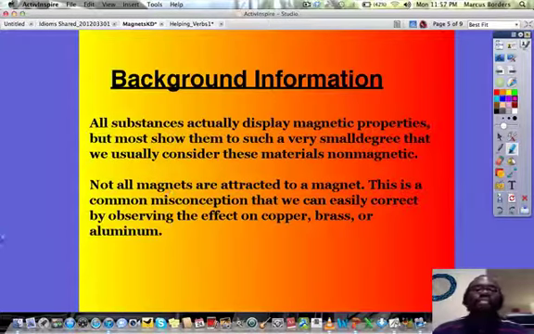Okay, background information. All substances actually display magnetic properties, but most show them to such a very small degree that we usually consider these materials non-magnetic. Not all metals are attracted to a magnet. This is a common misconception that we can easily correct by observing the effect of copper, brass, or aluminum.